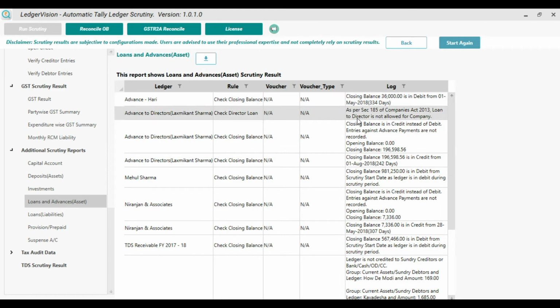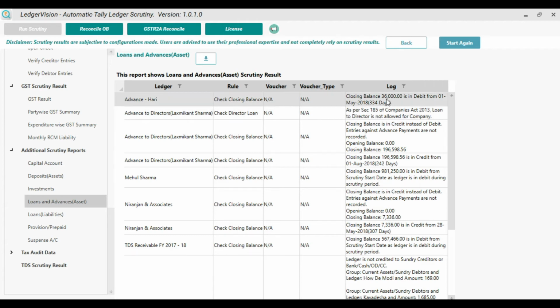You can see there are many accounting principle mistakes, or if at all there is, now you can see advance to director. As per section 185 of the Companies Act 2013, loan to director is not allowed. So if the advance to director is having a credit balance, it will be captured by the software.